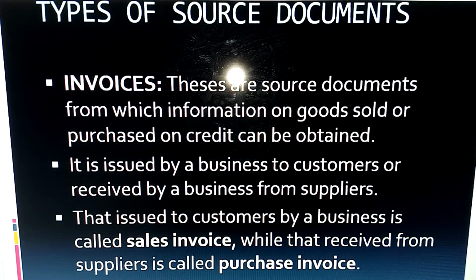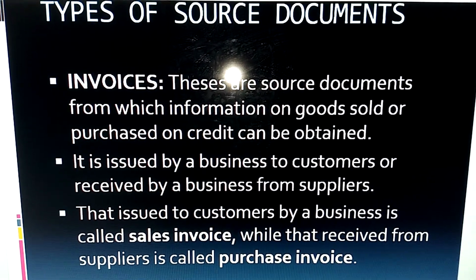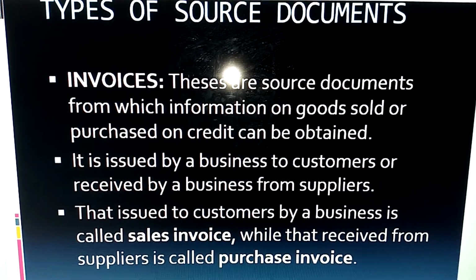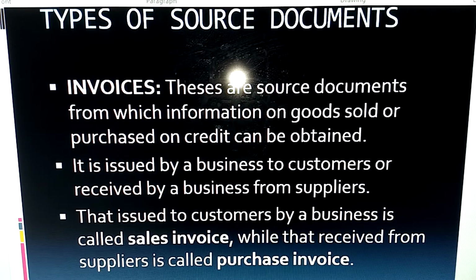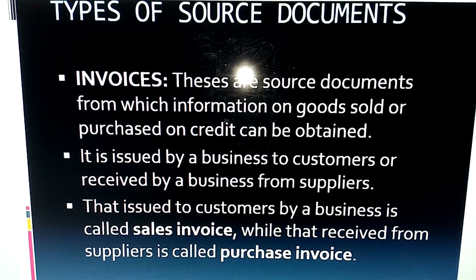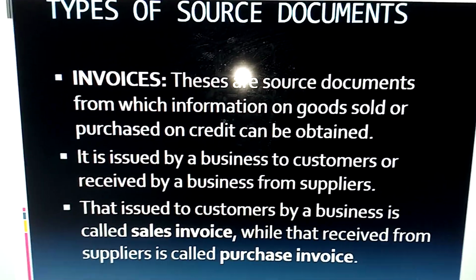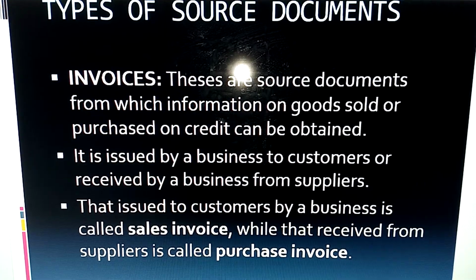So you must understand that when you render a service to a customer on credit, you send an invoice, so it becomes a sales invoice. When you purchase from a supplier on credit, they send you an invoice. It becomes what? Purchases invoice. An invoice states goods or services rendered or purchased on credit.